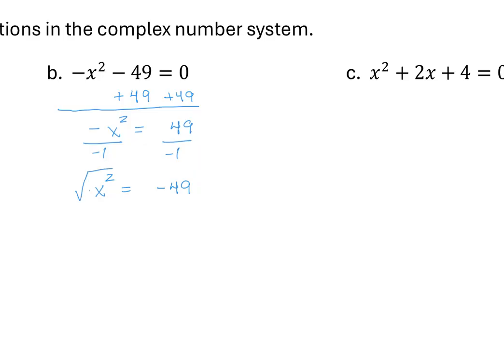Since we have our squared thing isolated, I can now go ahead and take the square root of both sides. On the left, my square and square root cancel, leaving me with x. We did take the square root, so I do want plus and minus. If we ignore the negative for now, if we take the square root of 49, we get 7. And we want to bring the negative out as an i. And we're done.